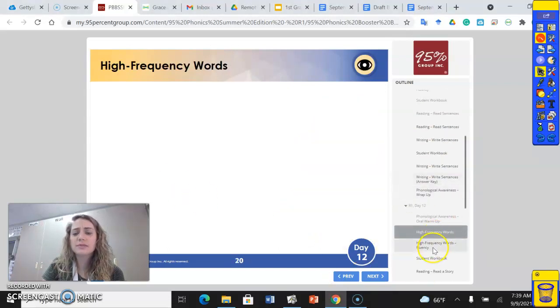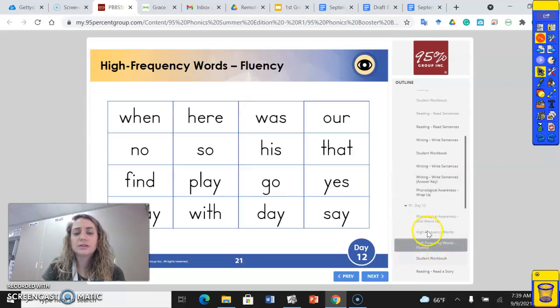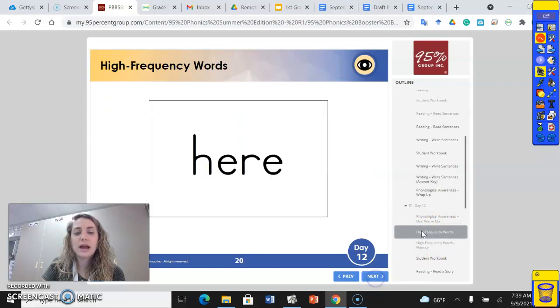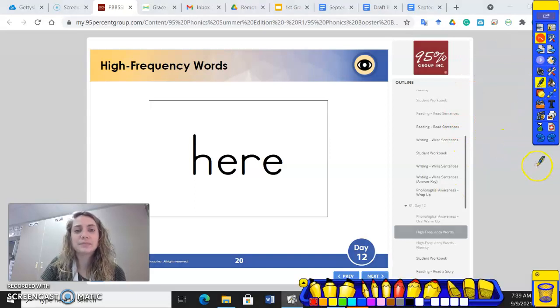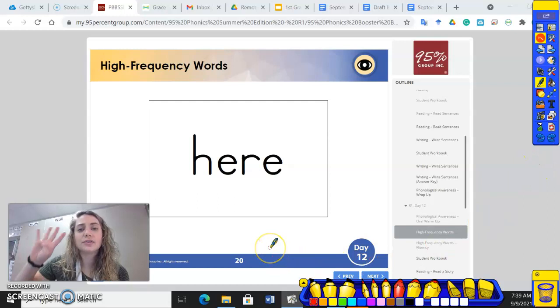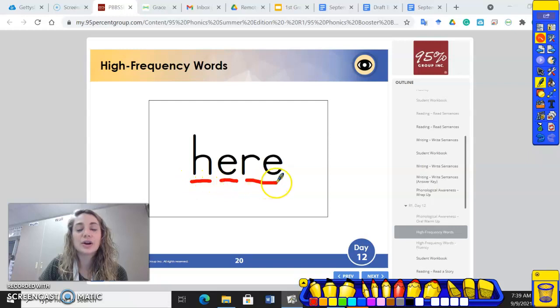We've got some new high frequency words. So I'm going to start, whoops, I skipped ahead. I'm going to start with the word "here." Say "here." In "here," there are 4 letters. Let's finger stretch the sounds. H, ear. So in the word "here," I have the sounds h, ear.